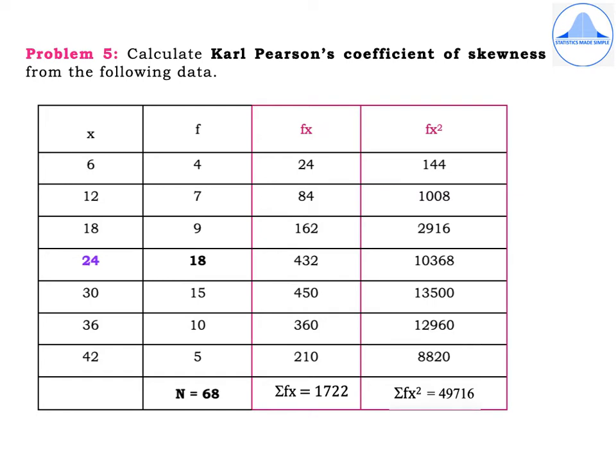Fx square is 144, 1008, 2916, 10,368, 13,500, 12,960, 8,820, and summation fx square is equal to 49,716.